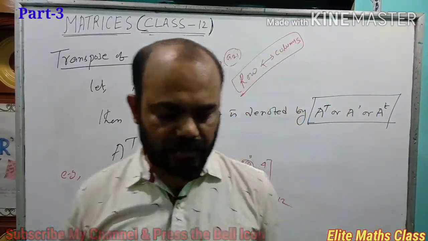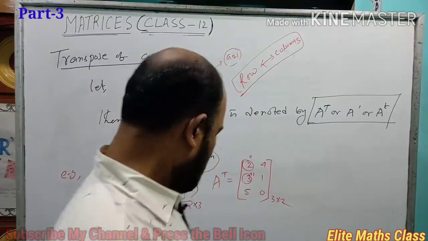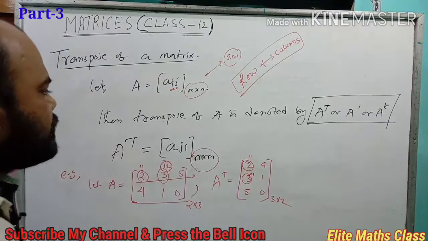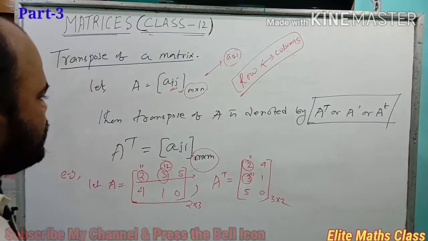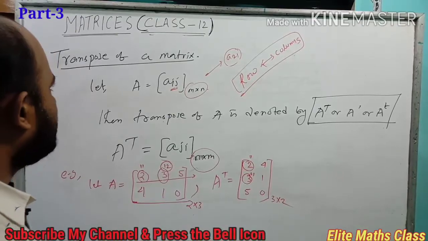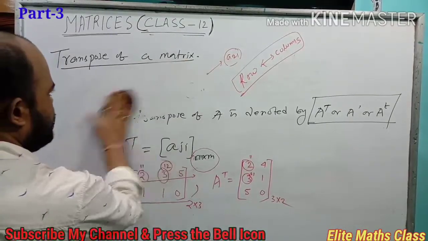So this is the transpose of a matrix. To find the transpose of a matrix, what we have to do is just write the rows as columns, then the order will be changed and the transpose is obtained. Clear? Now see some properties of transpose of a matrix.